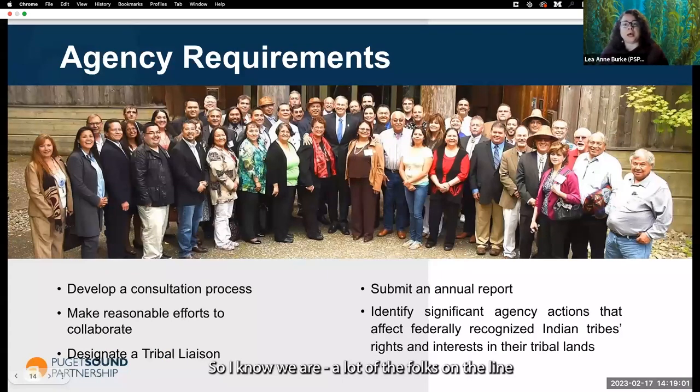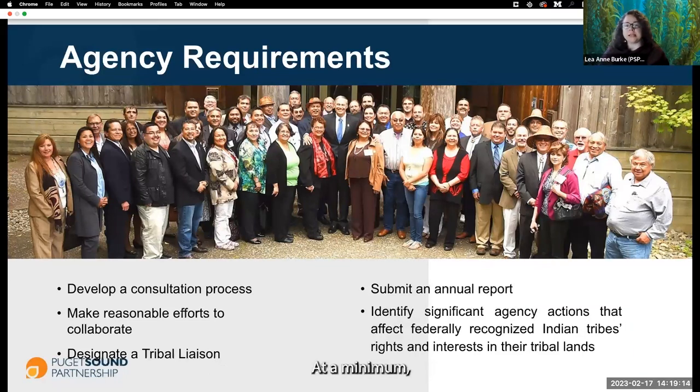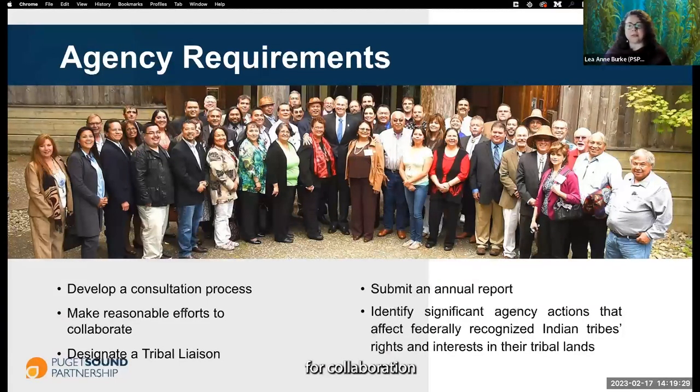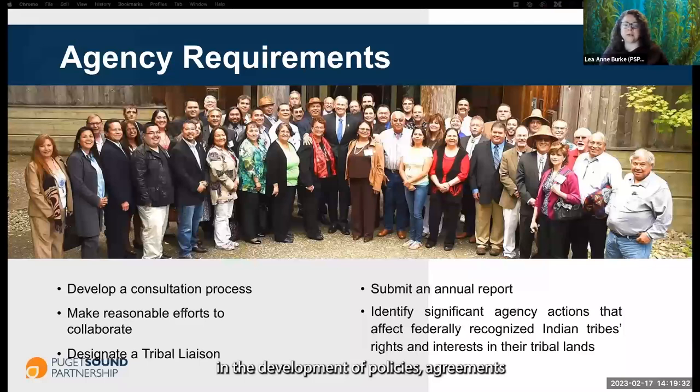I know a lot of the folks on the line are with nonprofits, but as an agency, we do have codes that dictate our actions. So what does that look like? In our codes, at a minimum, each agency must develop a consultation framework for each tribe. As I mentioned, protocols may vary from nation to nation, and we are to follow the tribe's preferences. The agencies have to make reasonable efforts for collaboration in the development of policies, agreements, and program implementation that directly affects tribal interests and lands.